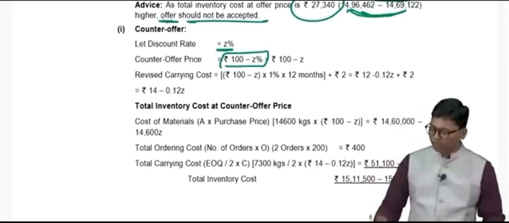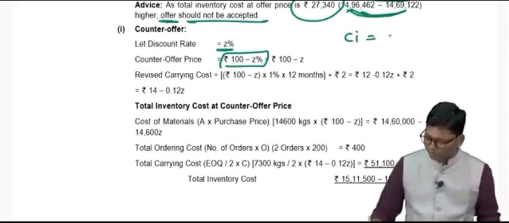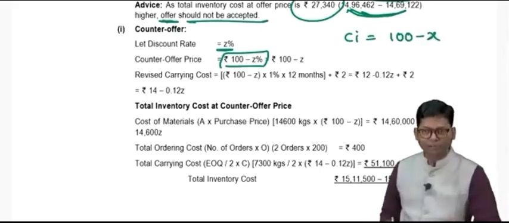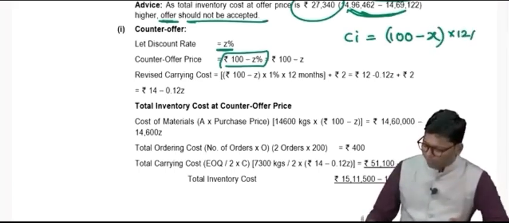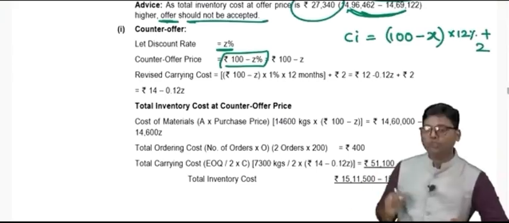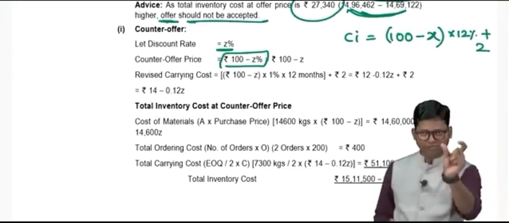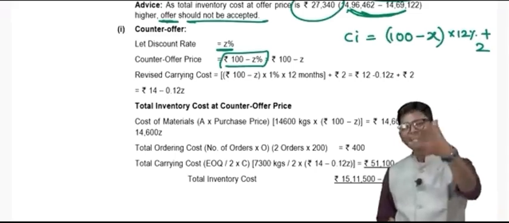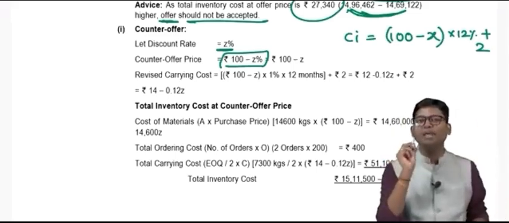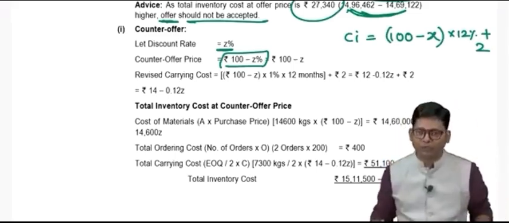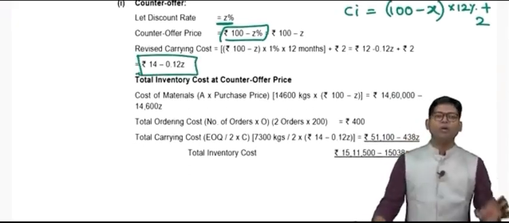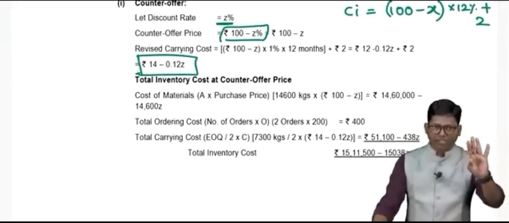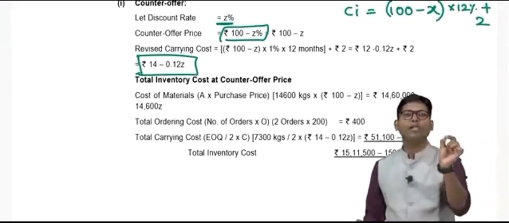How to calculate the carrying cost? Carrying cost is equal to the purchase price, which is 100 minus X, or Z, whatever you are assuming. On this purchase price, you are going to charge 12%, and in that you add 2 rupees straightforward. That is, the purchase price, 100 rupees or 99 rupees or any revised purchase price, you multiply by 12% storage cost, and in that you add 2. If you solve this equation, ultimately you get 14 minus 0.12x or 12z.